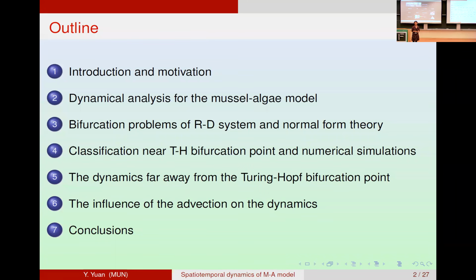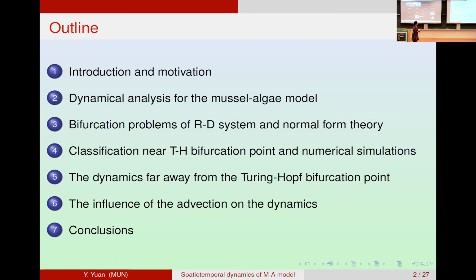All of us know that most of the bifurcation analysis is just local, right? Very little work is about global bifurcation. So if the parameter values are far away from the bifurcation point, what happens? Normally, it's more complicated. So we just do some numerical simulation to see the behavior change.